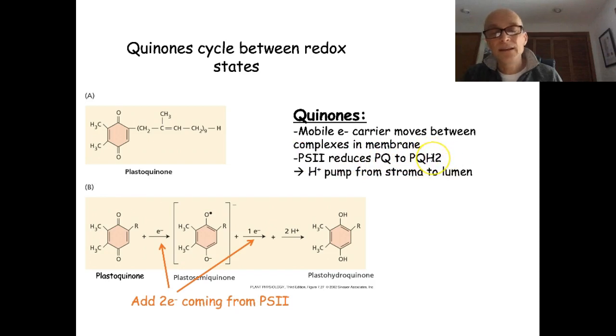Remember that I said essentially when you look and you see the addition of a hydrogen, that's a reduction reaction. So it reduces plastoquinone to plastohydroquinone. And in that process, it pumps hydrogen from the outside to the inside of the thylakoids. So that is the pumping mechanism. All right, so we add the two electrons. They come from the photosystem 2.